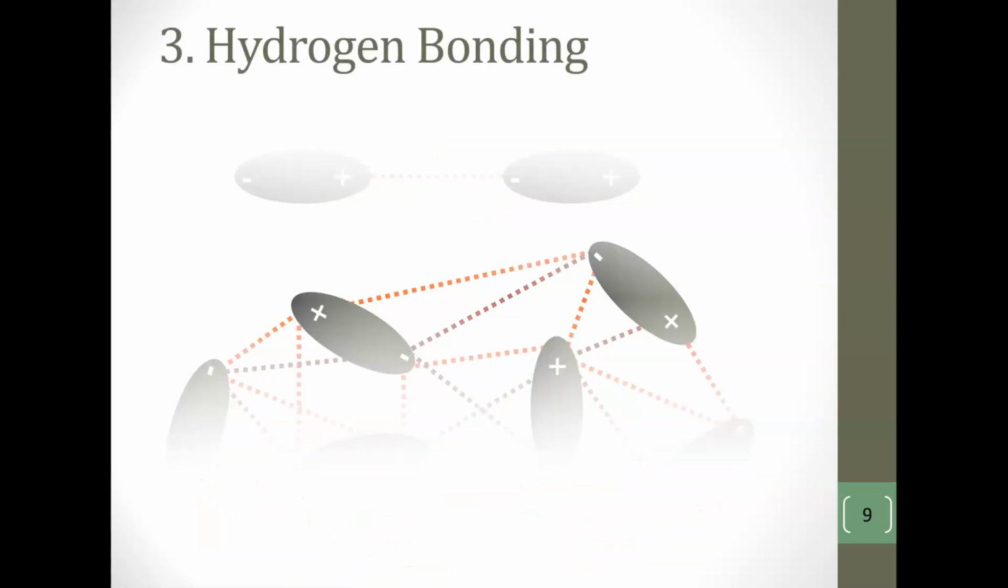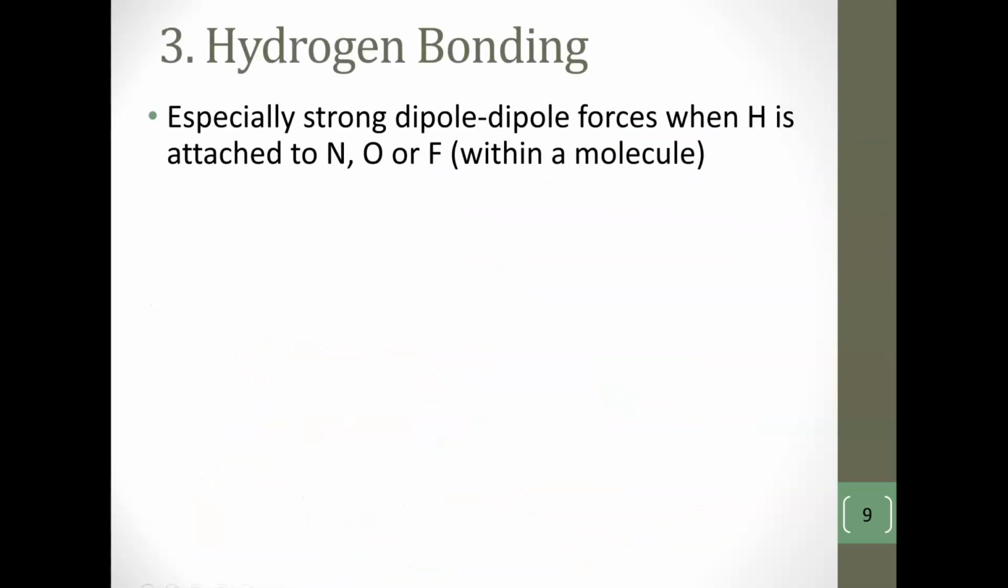Okay? The last one we're going to talk about is something called hydrogen bonding. It is an unfortunate name. Okay? It is not technically a bond. It's an attractive force. And it is an especially strong version of dipole-dipole. It's kind of like a subgroup. And it happens when hydrogen is, and I should change this, polar covalently bonded to N, O, or F within the molecule. So it's polar covalently bonded to N, O, or F. It's attached to an N, O, or F.